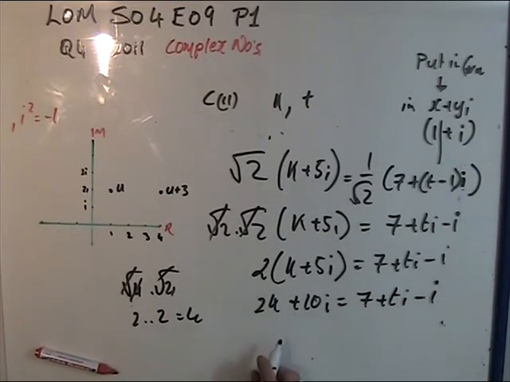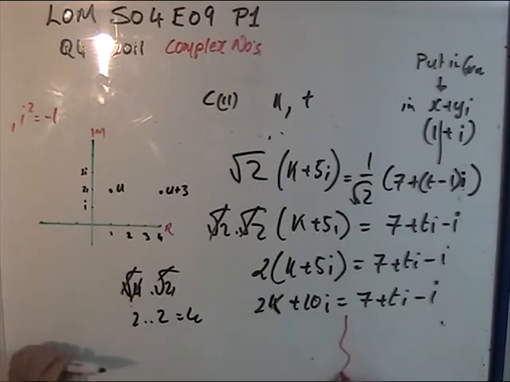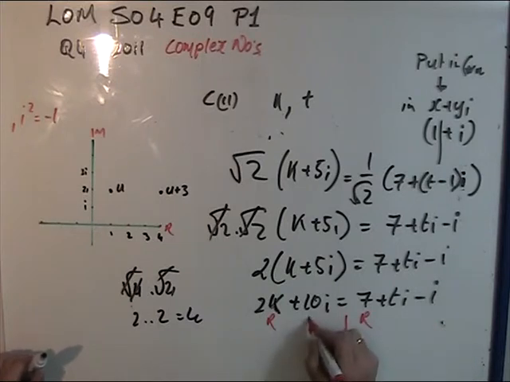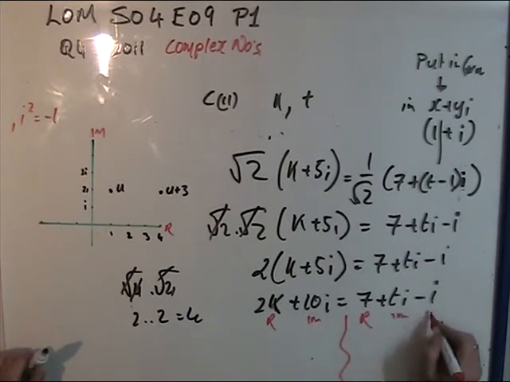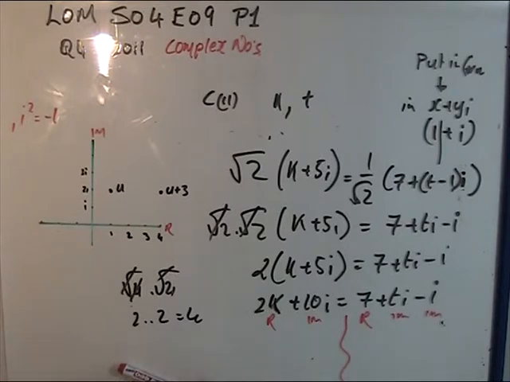Okay, just checking that. Right, 7 plus ti minus i, good. 2k plus 10i. Now I have to separate into real parts and imaginary parts. Real, that's imaginary, imaginary, imaginary. Now I've only got 2 terms in the real part, so I'm going to just go 2k is equal to 7. k is equal to 7 over 2, which is 3.5.